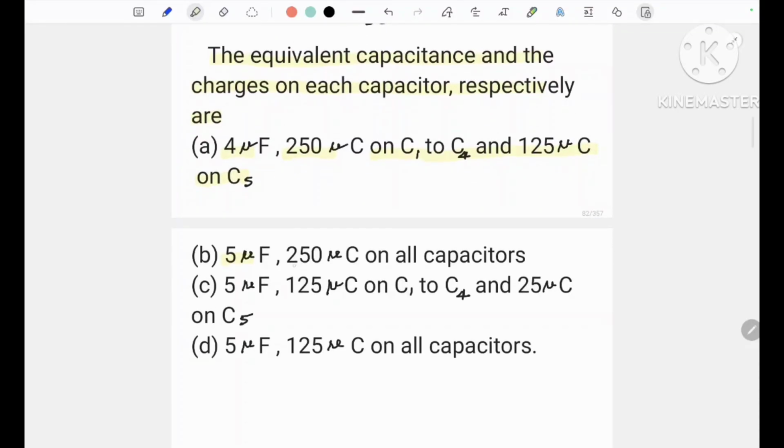5 microfarad, 250 microcoulomb on all capacitors; 5 microfarad, 125 microcoulomb on C1 to C4 and 225 microcoulomb on C5; 5 microfarad, 125 microcoulomb on all capacitors.